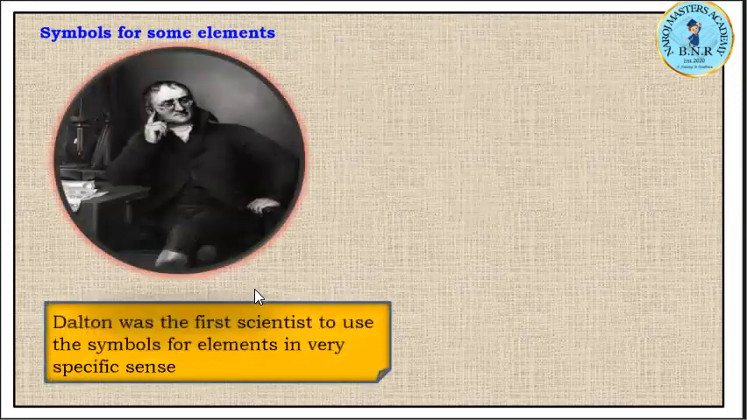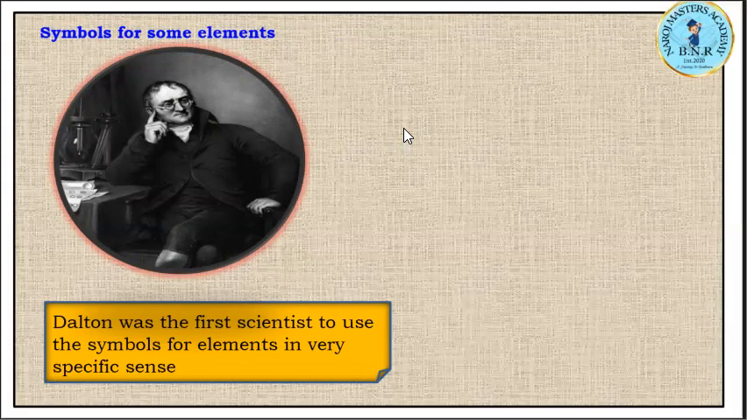Mr. Dalton, the scientist, was the first scientist to use symbols for elements in a very specific sense. Initially, he started using symbols for those elements, and they are in history only. In modern science, we are not using those symbols. Now, a very simple symbol for hydrogen: one circle with a dot. Carbon is fully dark, what we call a lead color.